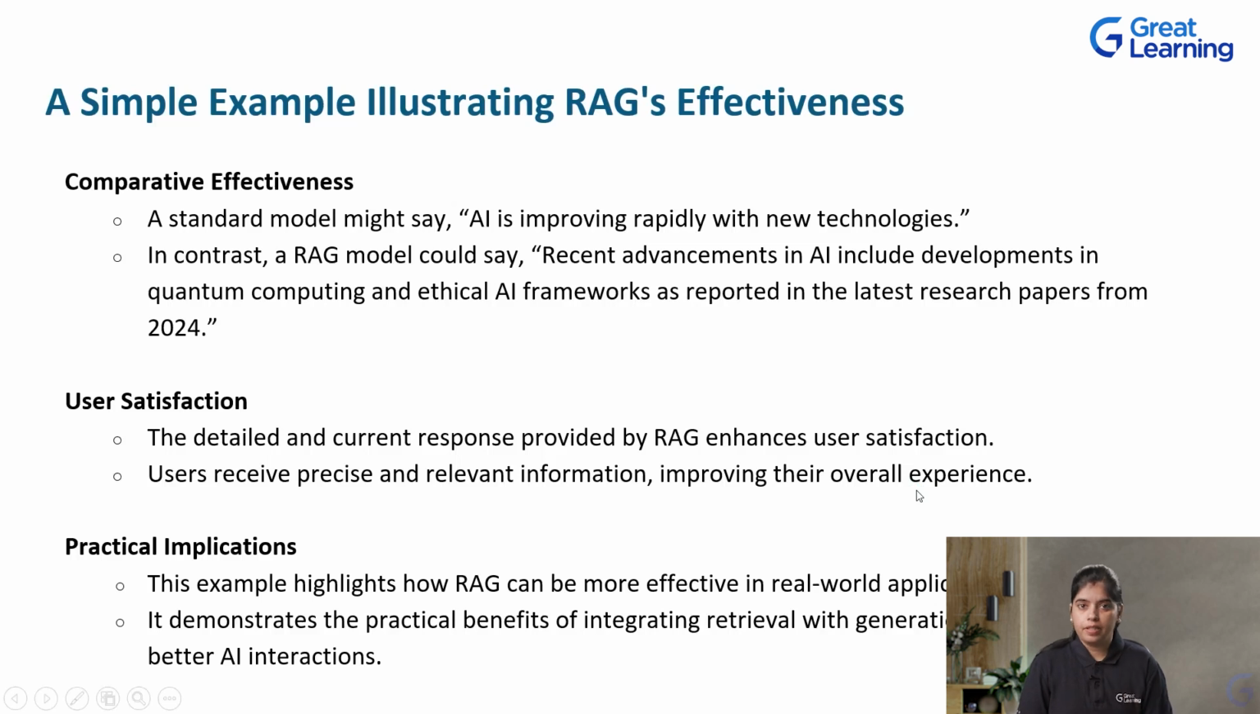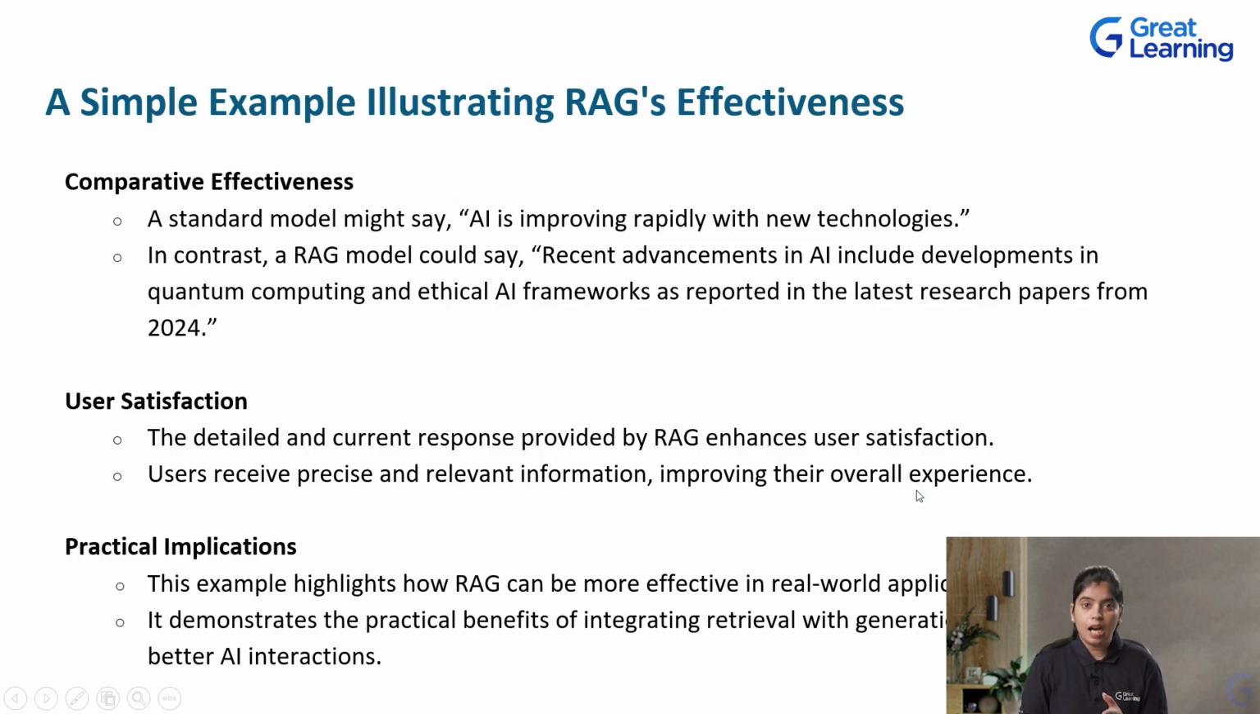So you can see the difference: with the standard model, this is how we'll get the response, and if we are talking about RAG, then this is the response we could get through this model. Next comes user satisfaction. Now what is it? Obviously the name itself explains the whole thing: the detailed and current response provided by RAG enhances user satisfaction. You can see in the above example the responses we are getting through the standard model and the RAG, which one is more satisfying.